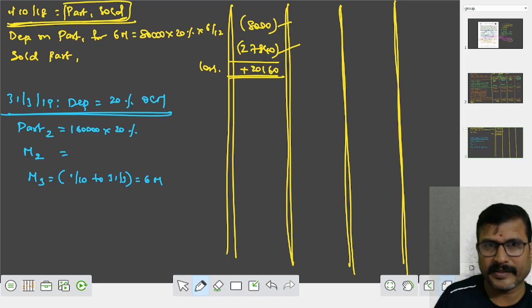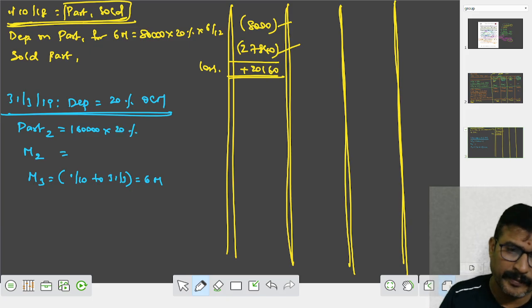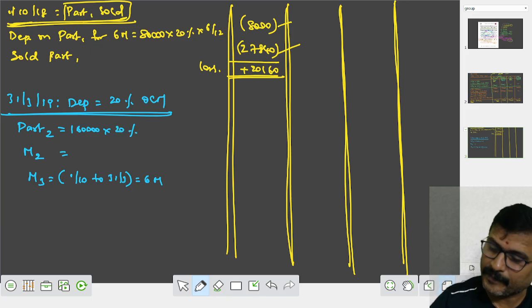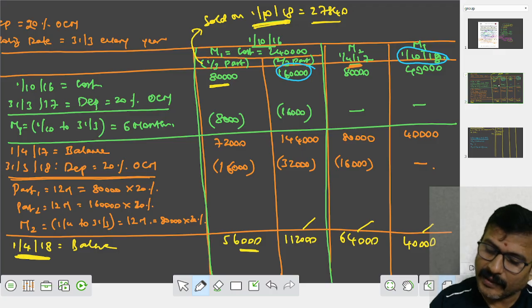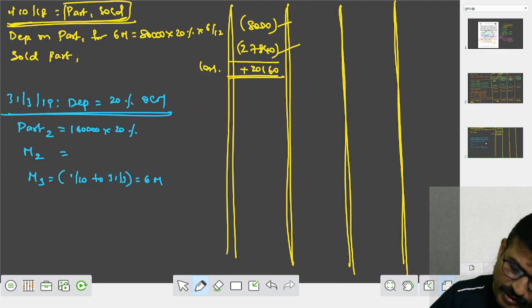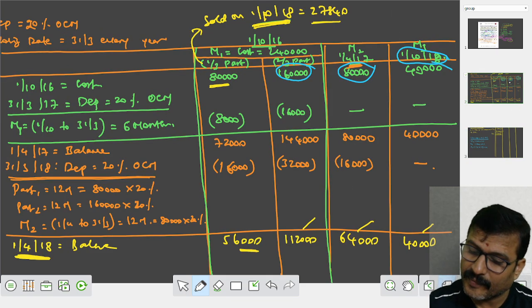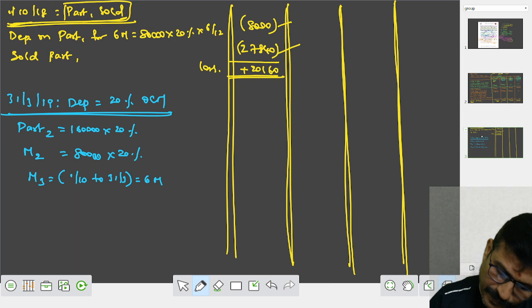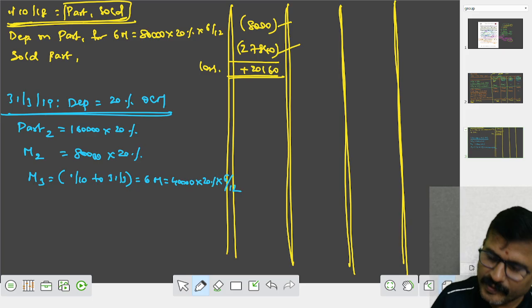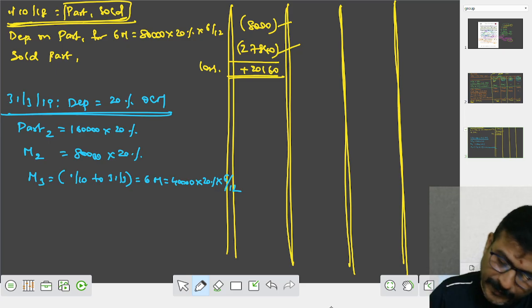Into 20%. It is for 1 full year. 1 full year means 12 by 12 months. Then next, M2 is 80,000 original cost, 20%. Fine. What about this M3? 40,000. We have to write 40,000, 20%, 6 by 12. See what happened.